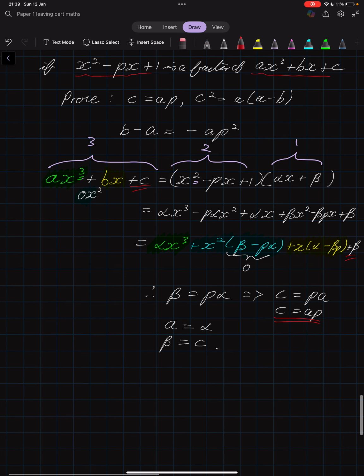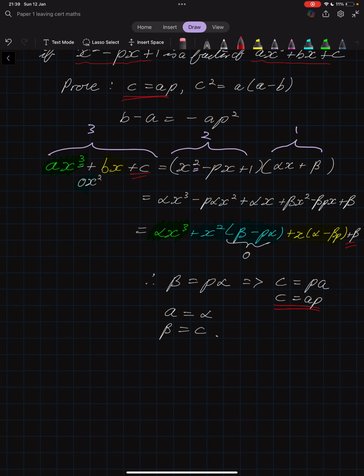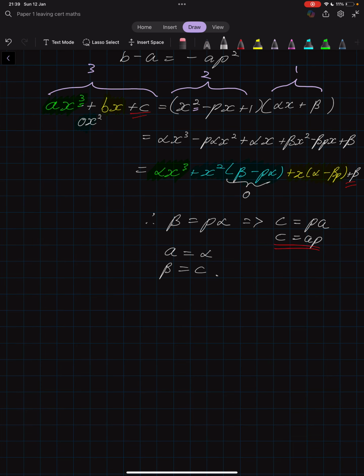Second thing that I want to show, I'm going to use this now. This and this. So I get that b has to be equal to alpha minus beta p. So I get that b equals alpha, which we said was a, beta is c, and you have p. So I have this. I need to show that c squared is going to be a into a minus b. So I need to get rid of the p, basically.